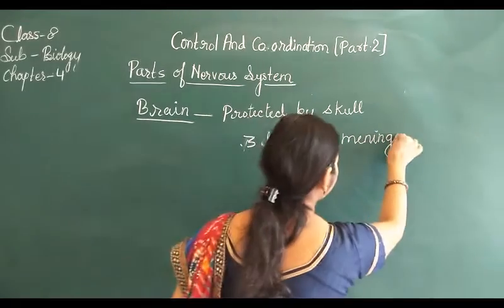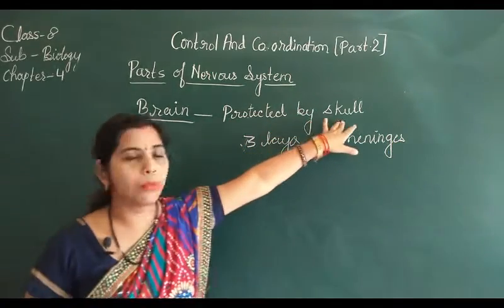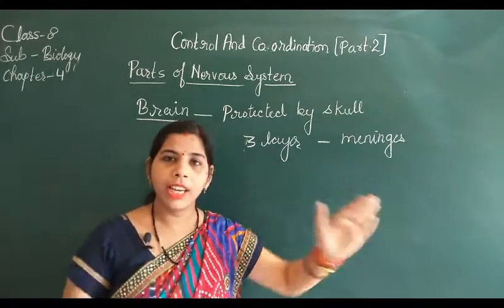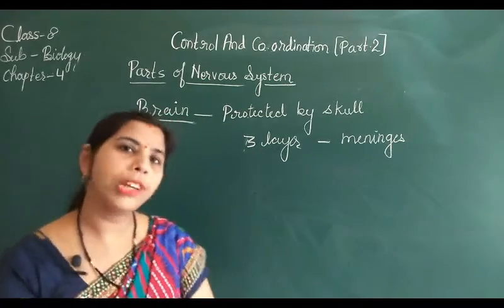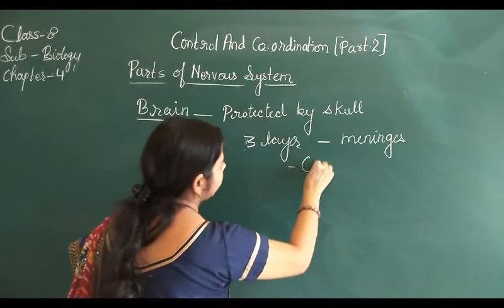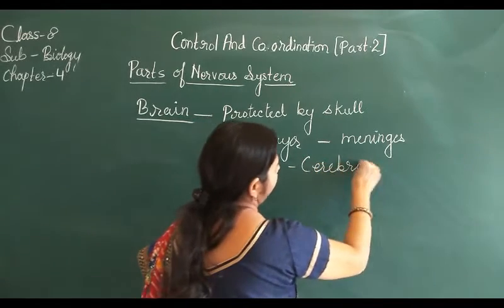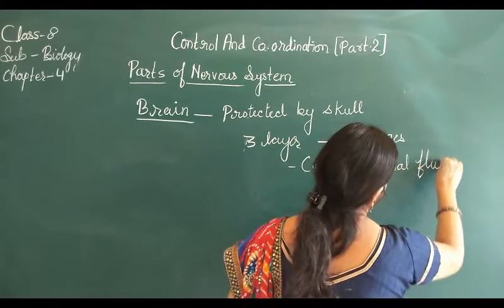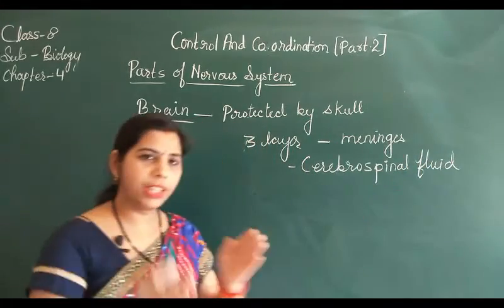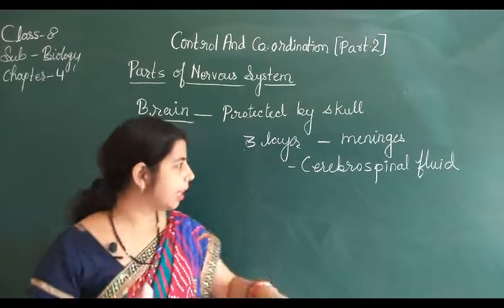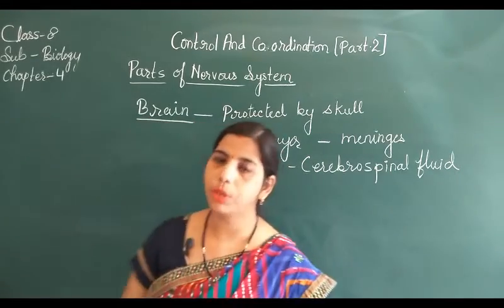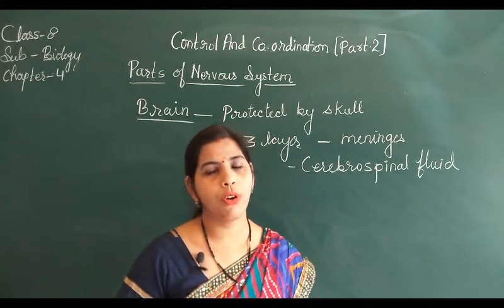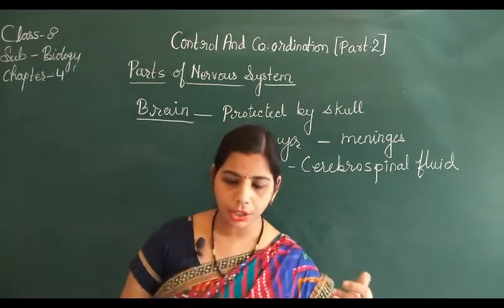So how is the brain protected? The brain is protected by the bony covering called the skull, and it is also covered by three layers called meninges, and within these meninges one fluid is filled, known as the cerebrospinal fluid. That means between the layers of meninges that cover the brain, a cerebrospinal fluid is filled, which helps the brain from mechanical injury, trauma and any type of mechanical shock.